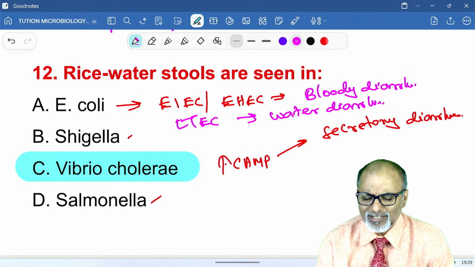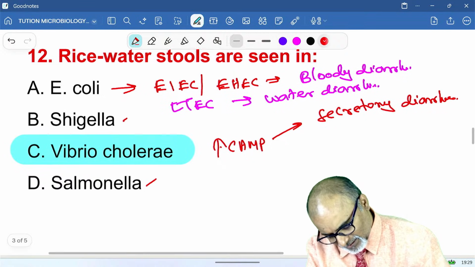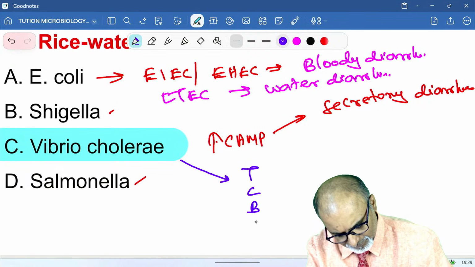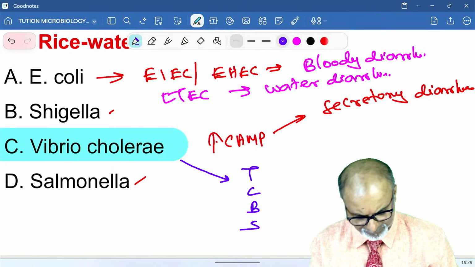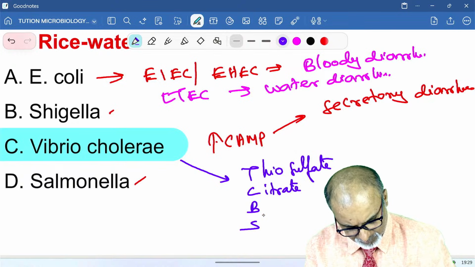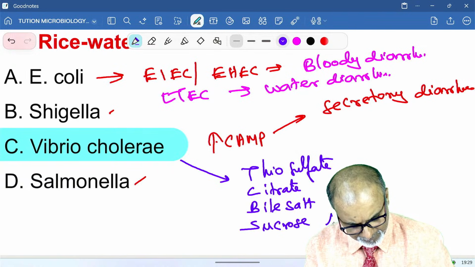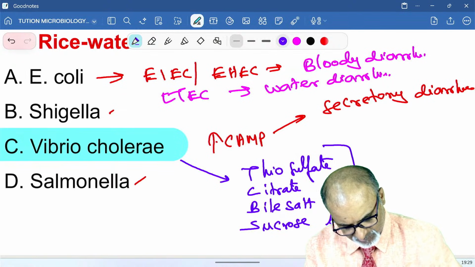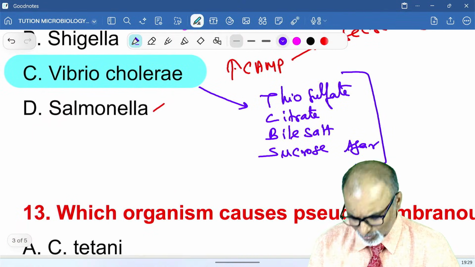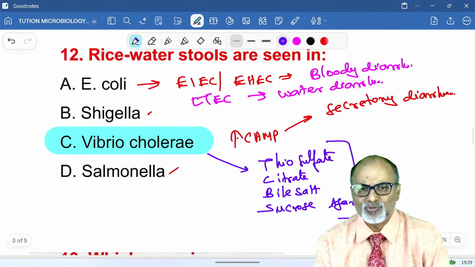And rice water stool is the classical feature for Vibrio cholera. What is the selective medium? The selective medium for Vibrio cholera, they may ask you, TCBS agar: thiosulfate, citrate, bile salt, sucrose agar. Rice water stool.